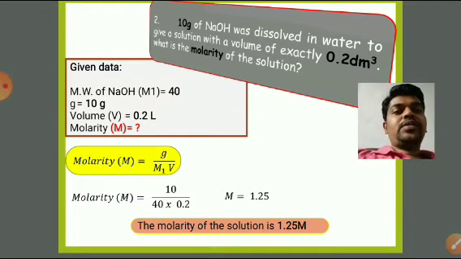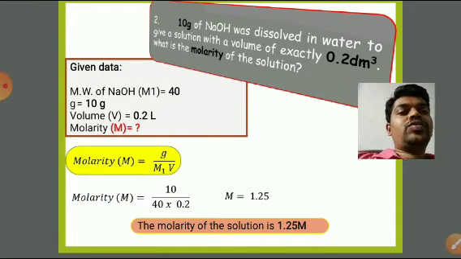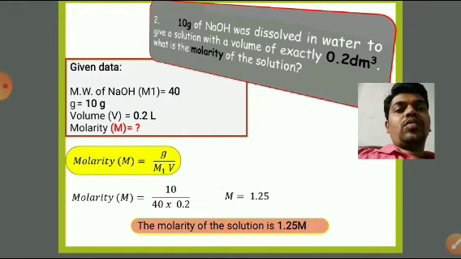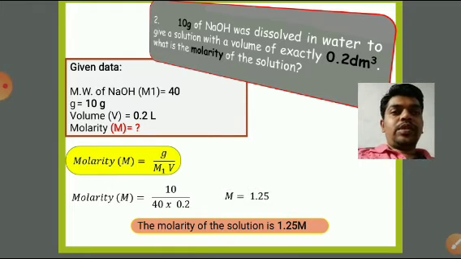Now the next problem: 10 gram of NaOH is dissolved in water to give a solution with a volume of exactly 0.2 decimeter cube, or you can say 200 ml or 0.2 liter. What is the molarity of that solution? So in this problem again we have to calculate the molarity of that solution in which 10 gram of NaOH is dissolved in 0.2 liter or 200 ml of water.